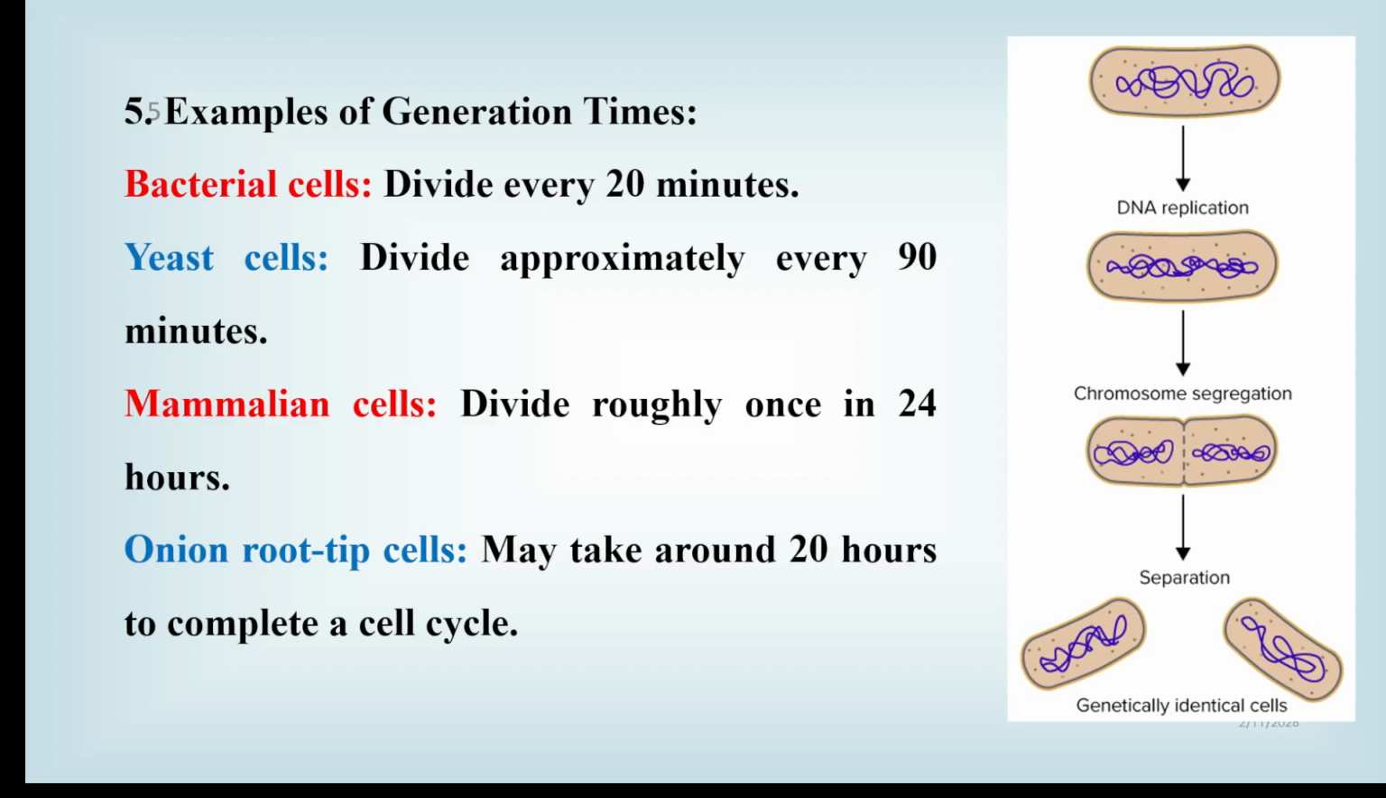For a prokaryotic cell, that is a bacterial cell, it goes through interphase and then the mitotic phase. From one parent cell it divides into two daughter cells, and the generation time, or cell cycle period, differs in different cell types.